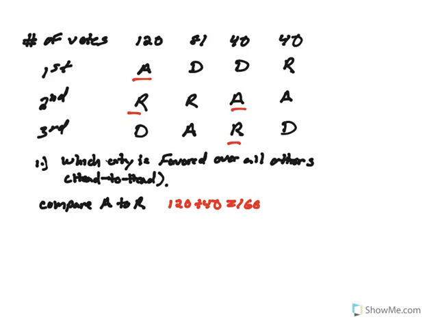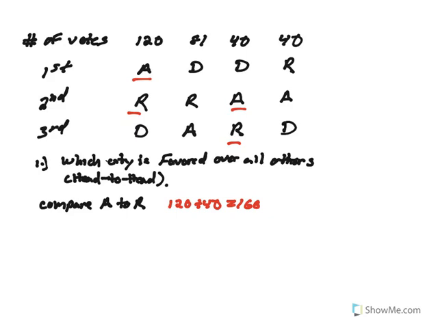Now, city R is favored over A in the second and fourth columns. And when you add 81 plus 40, that's only 121 votes. So again, they lose. That's how you prove that they can lose. But in simple terms, it's A over R in whatever column that appears.